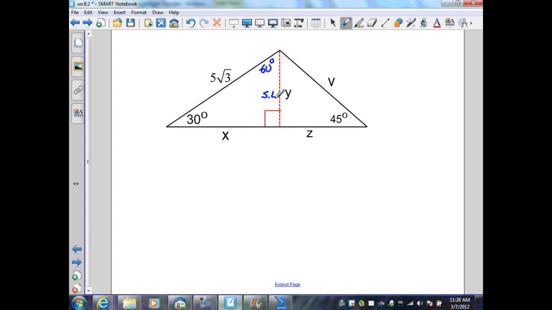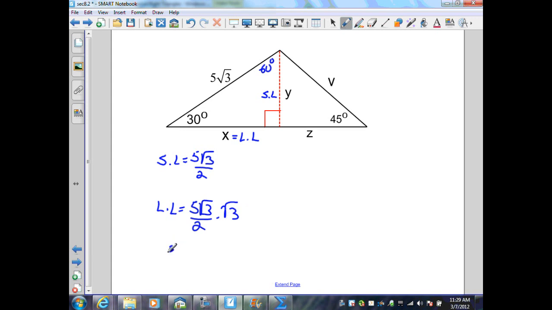in my 30, 60, 90 triangle. X is my long leg in the 30, 60, 90 triangle. So let's find the short leg, as we always need to find first in a 30, 60, 90. The short leg is the hypotenuse, which is 5 square roots of 3, over 2. This is in simplest form. So my short leg is 5 square roots of 3 over 2. My long leg in the 30, 60, 90 triangle is going to be my short leg times the square root of 3.